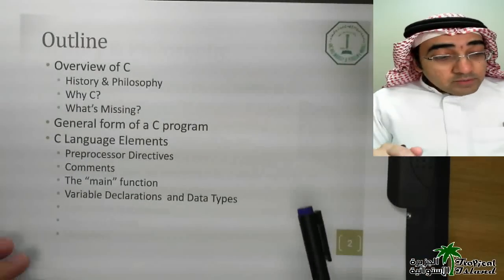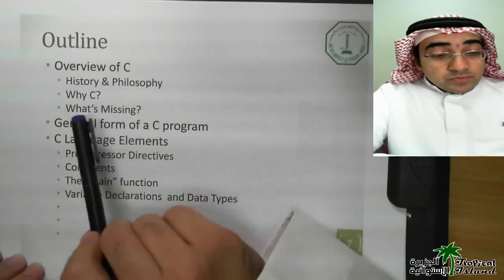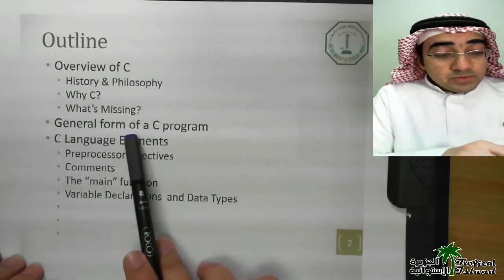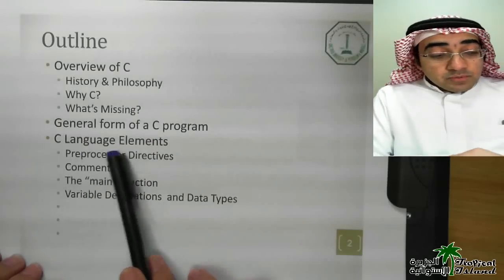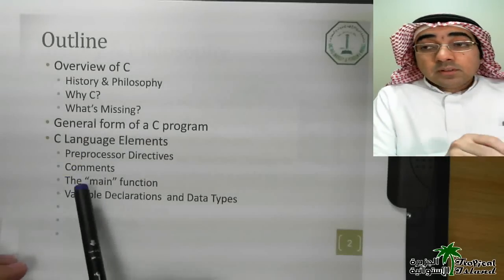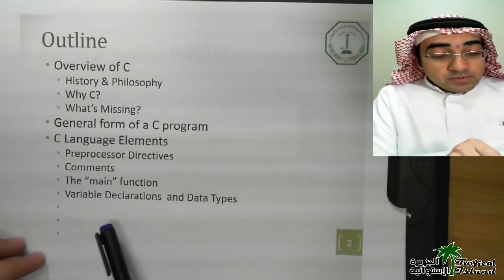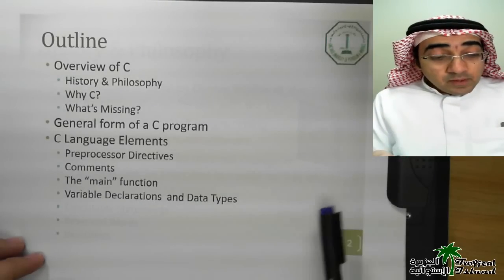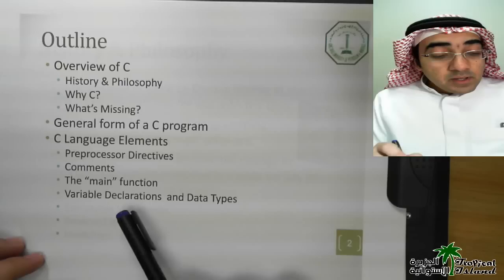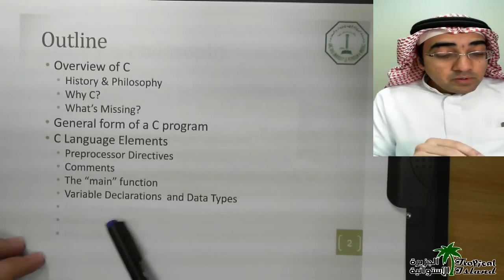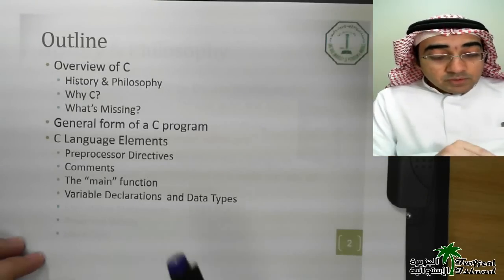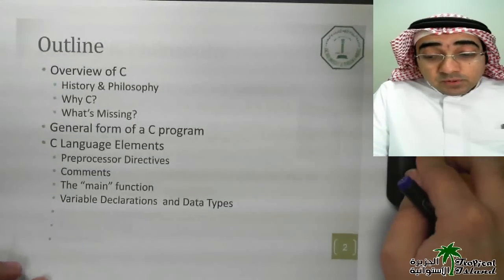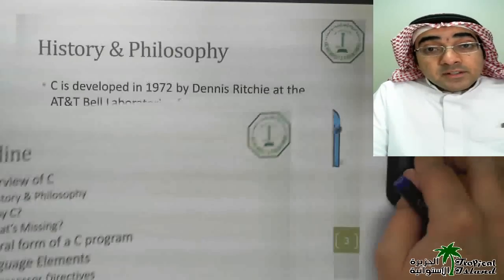So the outline of this lecture is that we will basically give an overview of C, and then we'll talk about the history and the philosophy, why do we use C, what's missing, general form of C programs, C language elements. Then we're going to talk about the preprocessor directives, the comments, the main function, the variable declaration and data types. And unfortunately after that I'll be out of time. There will be 3 more topics that I want to talk about, which is the executable statements, reserved word identifiers, but I'll leave that for the next class. Okay? So this is basically what we're going to be learning today, and this is a basic introduction to C.